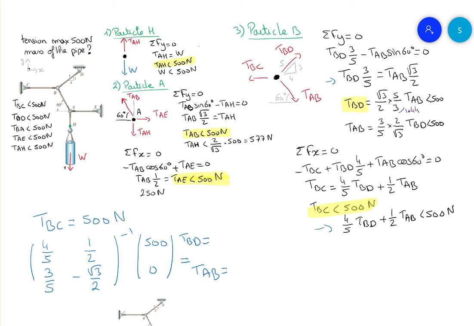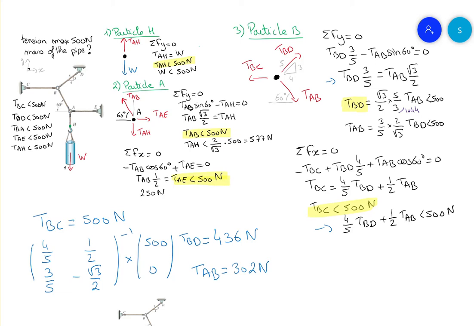Matrix, edit a matrix 2 by 2. So 4 divided by 5, 1 divided by 2, 3 divided by 5, and square root of 3, minus square root of 3 divided by 2. And the second matrix is, sorry, I'm doing this at the same time, 500 and 0. Matrix 1 inverse times matrix 2. Yay, that gives us TBD equal 433 Newton and TAB equal 302 Newton when we do the multiplication.